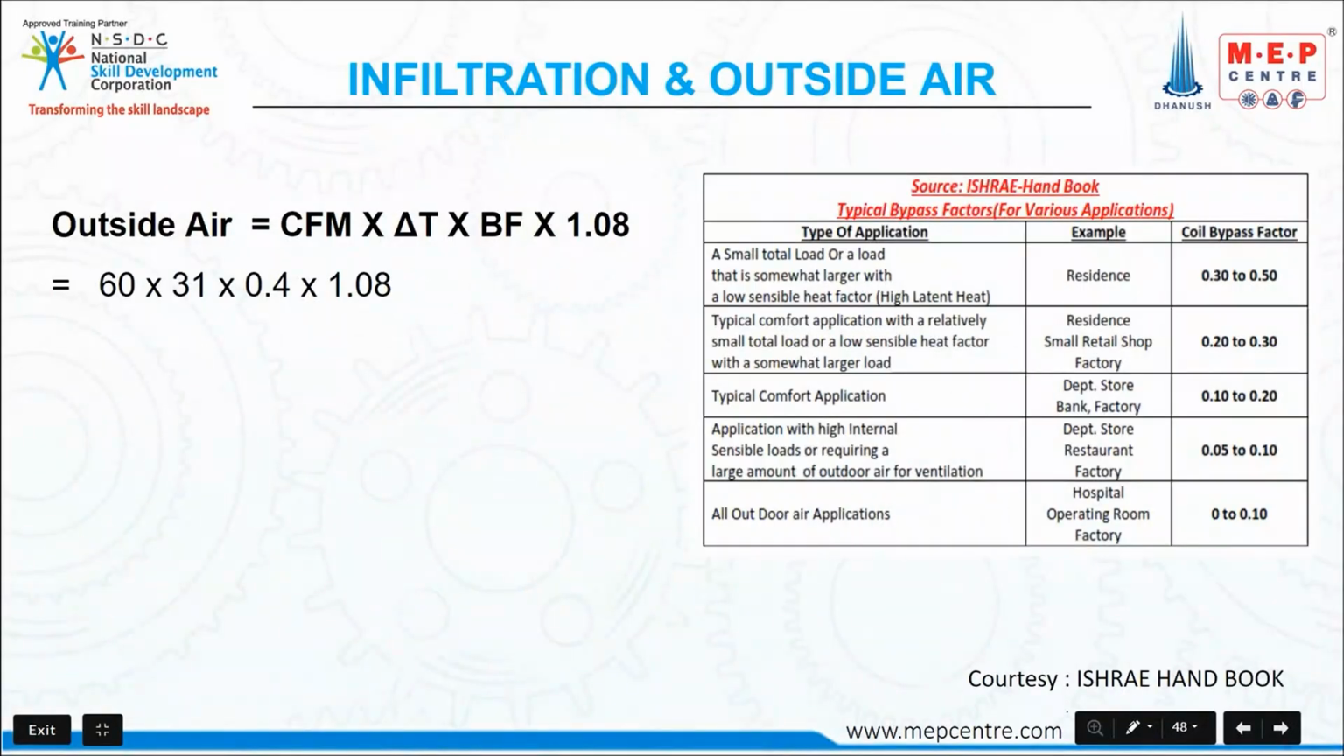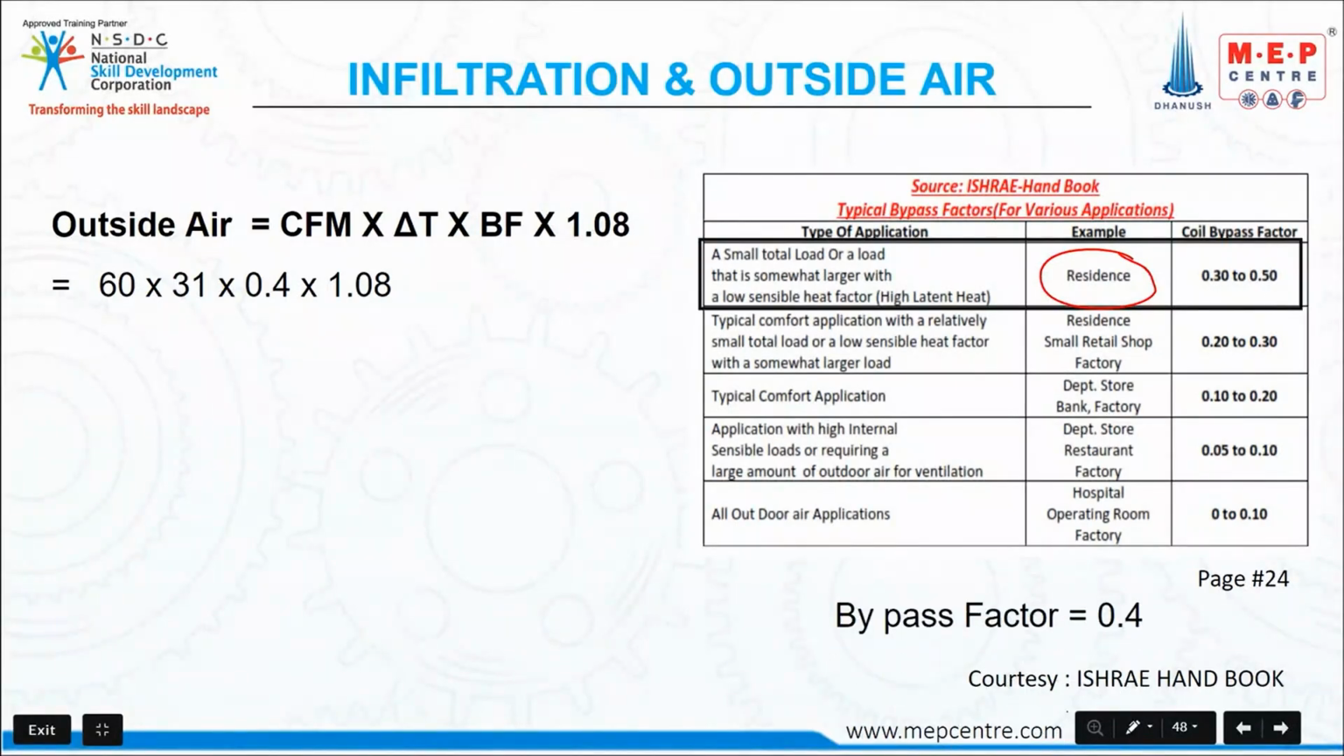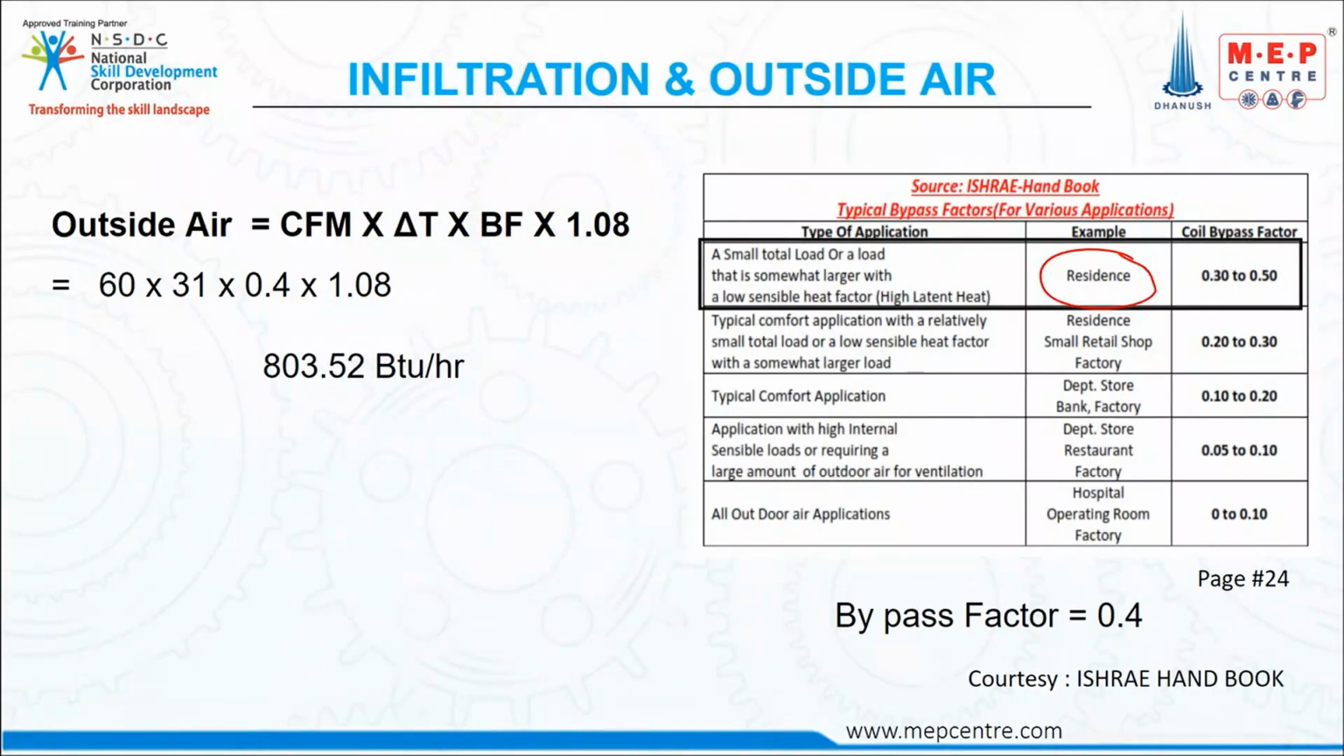And bypass factor: to find the bypass factor, from page number 24, we directly take the residential application. For residential application, coil bypass factor is 0.3 to 0.5. So we are taking 0.4 as the bypass factor. And delta T equals ODBT minus IDBT, which is 106 minus 75, that is 31 degree Fahrenheit. Therefore, outside air equals 803.52 BTU per hour.